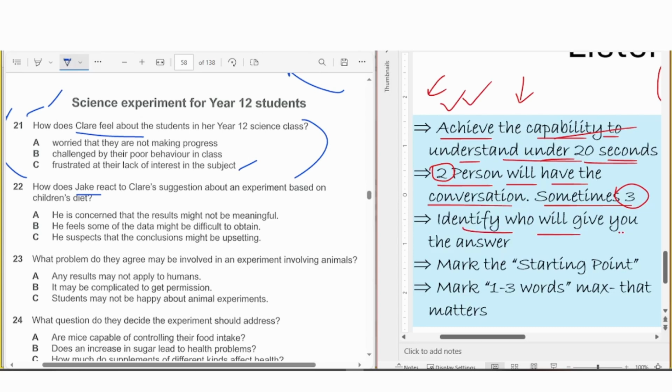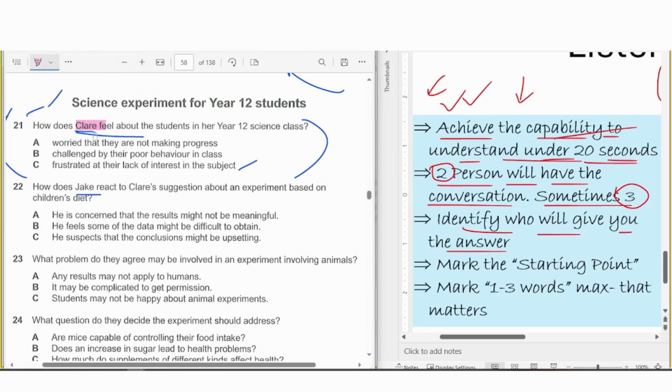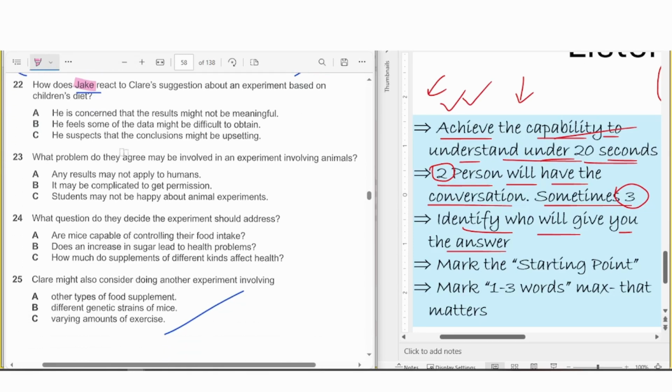Identify who will give you the answer. Say for this answer, Clary is going to give you the answer, right? For this one, Clary is going to give you the answer. So let's mark that. For this one, Clary, for this one, Jack, and number 23: do they agree? It means one person will give you the answer and the other person will agree. And then number 24, what question do they decide? Again, one person will give you the answer and the other person will agree, and the third one is Clary.